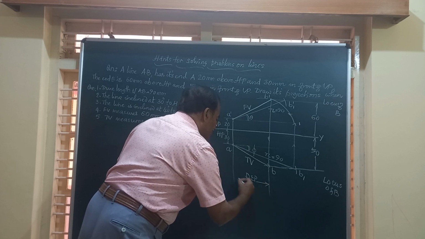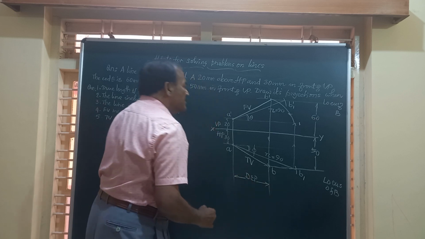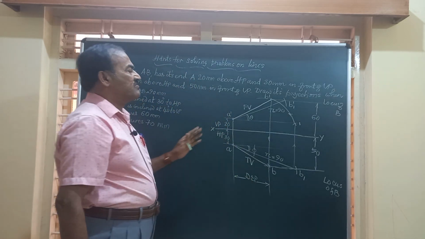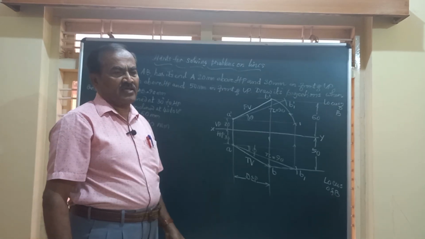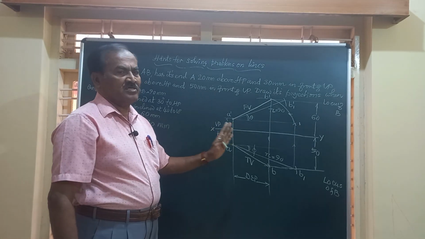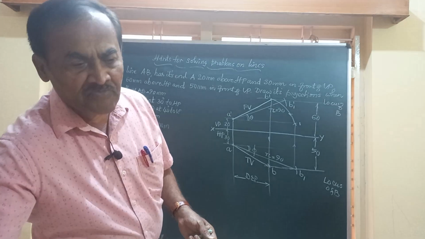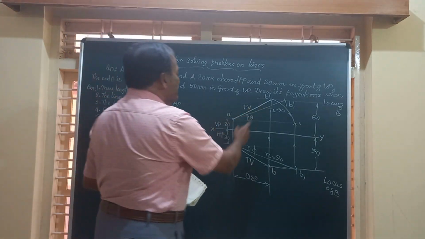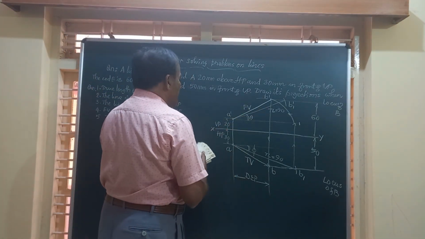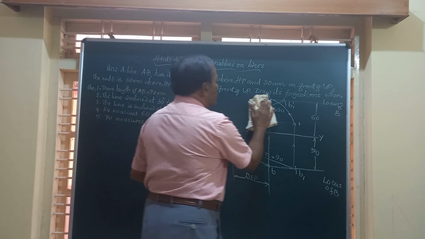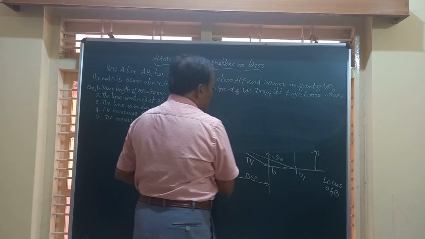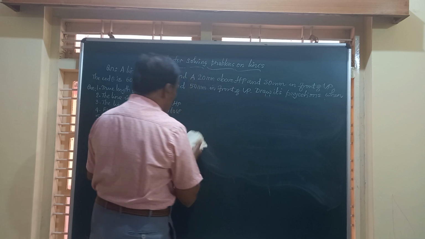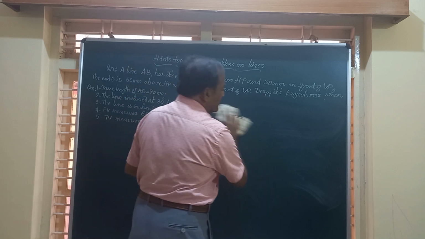So you will be able to measure all these parameters for the projection of this line. Friends, this is the first question. Friends, using the same data, that is the location of A and B and the loci of the end B, let us solve the second question.